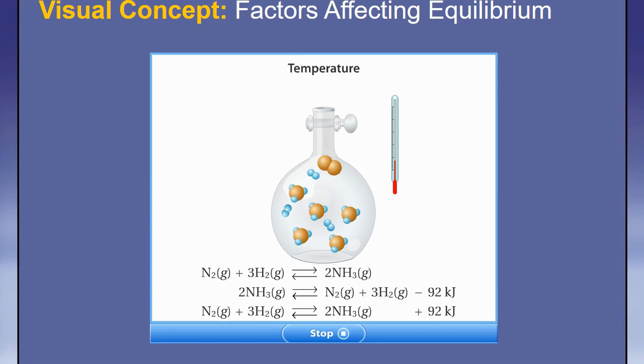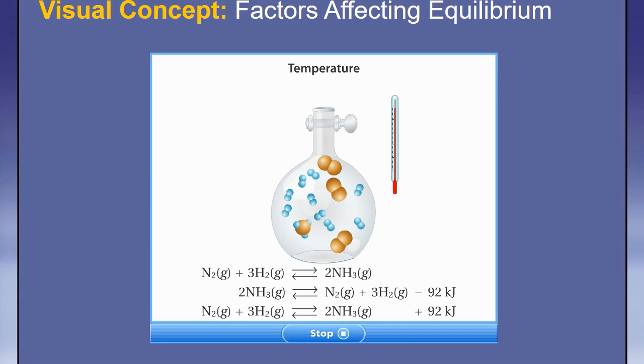Okay, so here we have temperature. Now, these are exothermic and endothermic reactions that can occur. In this first one, you can see that this is endothermic, meaning that it absorbs energy. If you go to the right, you're going to absorb energy. And so here we went from having these extra ammonia molecules, and it broke them up into smaller molecules. Why? Because if it's absorbing energy, it's going to want to react to create energy.